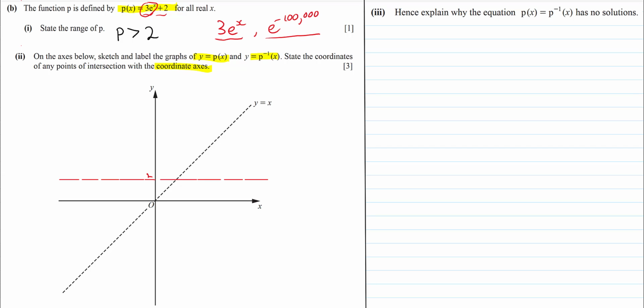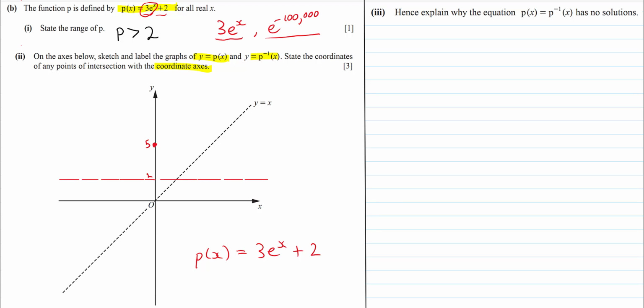And we know p of x is equal to 3 times e to the x plus 2, so it's going to cut the y-axis when x is equal to 0. When x is equal to 0, we get 3 times e to the power of 0, which is just 3 times 1 plus 2, equal to 5. So our y-intercept is going to be at p equals 5.